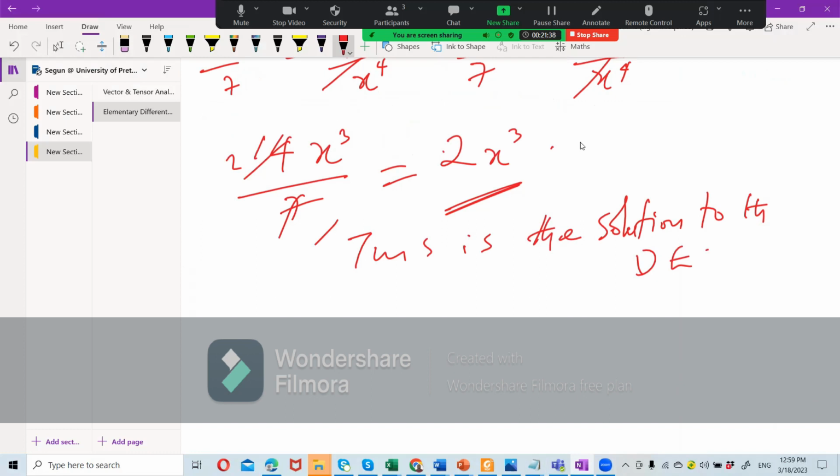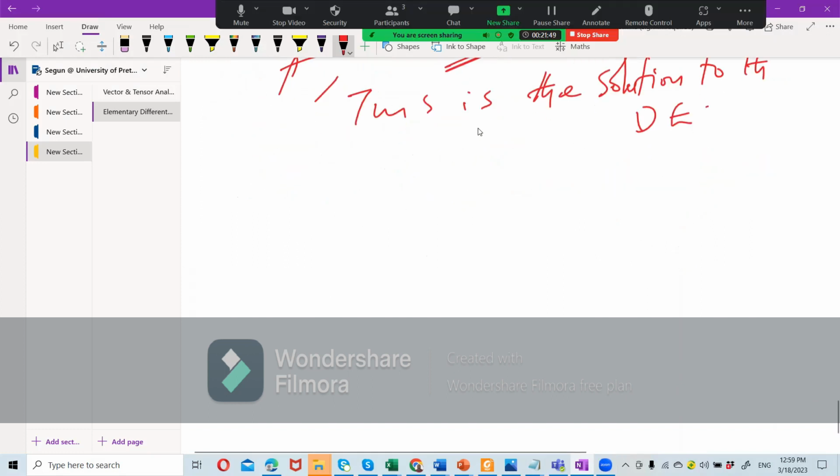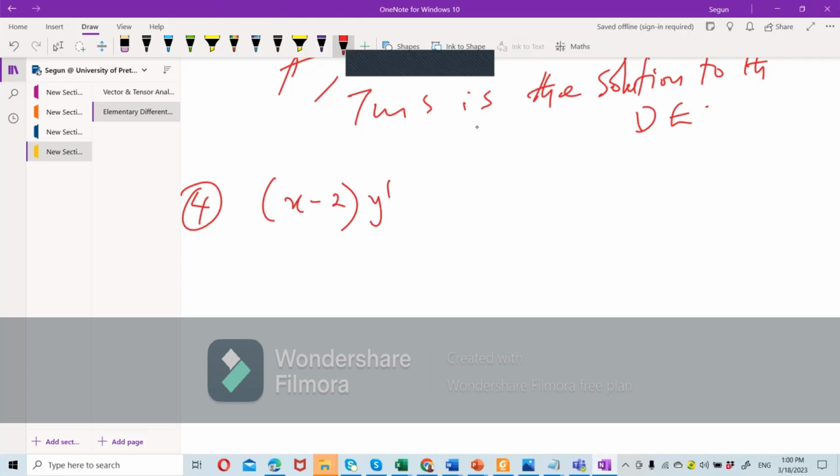So let's look at another question of a different type and see how we can also resolve the problem. So let's say question 4 or thereabouts, where you have (x - 2)y' + y = x^2 - 4. So what does this mean?